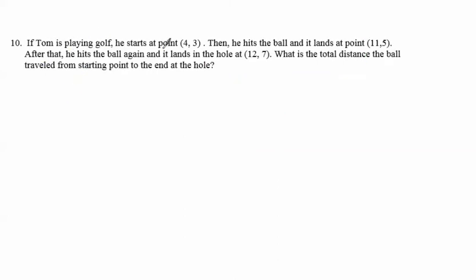Here, if Tom is playing golf, he starts at point 4, 3. He then hits the ball and it lands at point 11, 5. So it went from 4, 3 to the next stopping point of 11, 5. After that, he hit the ball again and it lands at the hole at 12, 7. So now it went from 11, 5 to the location 12, 7. So the ball traveled a distance, first distance here, and then a second distance down here. And they're asking us what is the total distance the ball traveled from starting point to end at the hole.